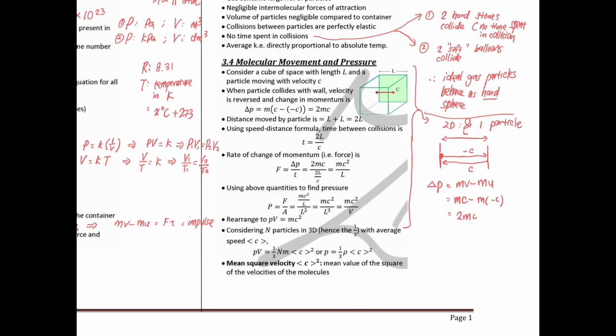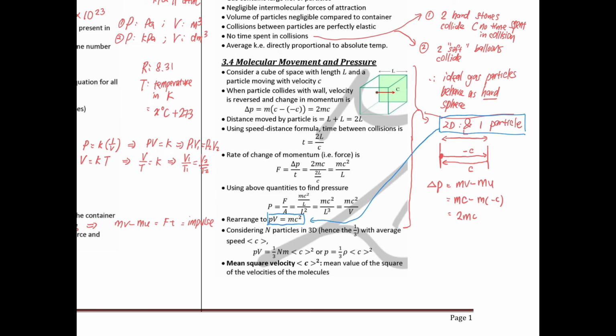2D and one particle, we get all this information. What information? 2D and one particle. So we get PV equal to MC square.